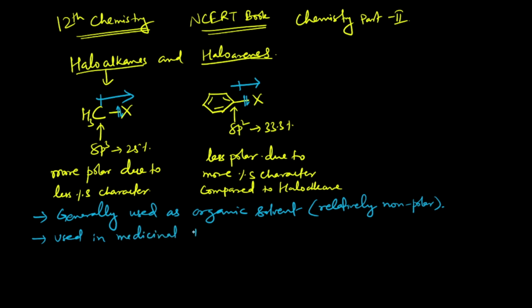Then it is also used in the medicinal industry. How? As an antibiotic. You know that antibiotics are used, and there are various antibiotics where halogens are the active element. For example, for typhoid we are using chloramphenicol. Here chlorine is used.